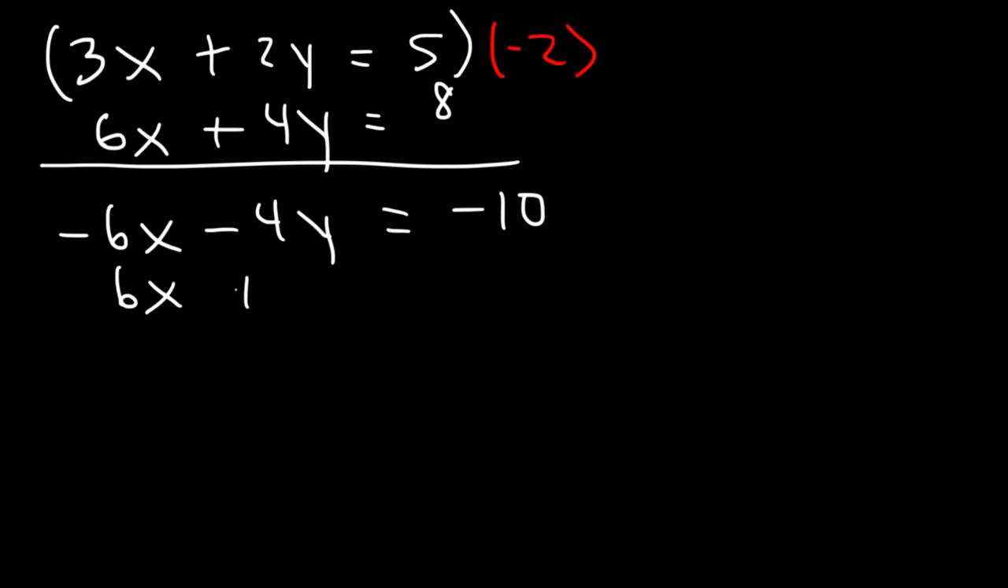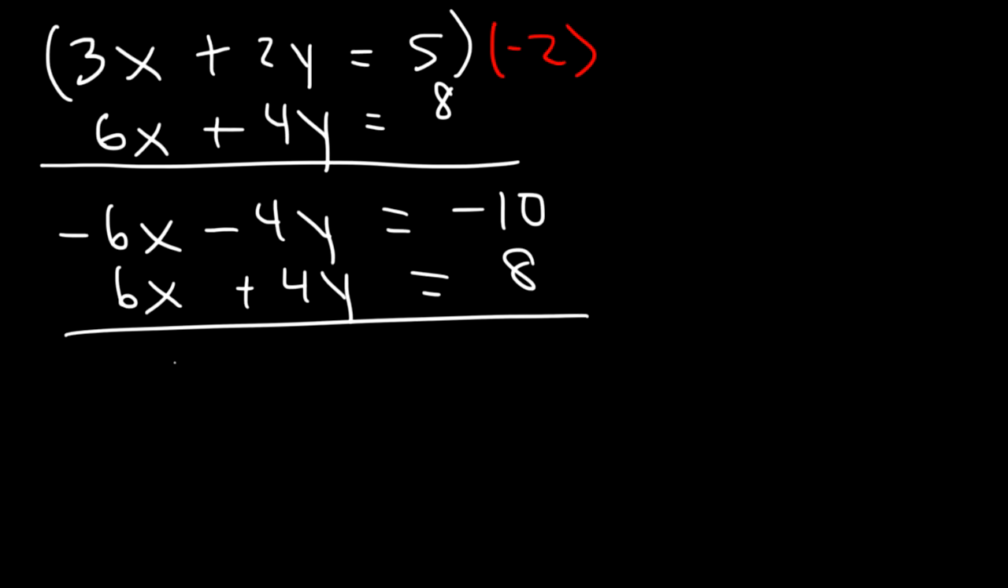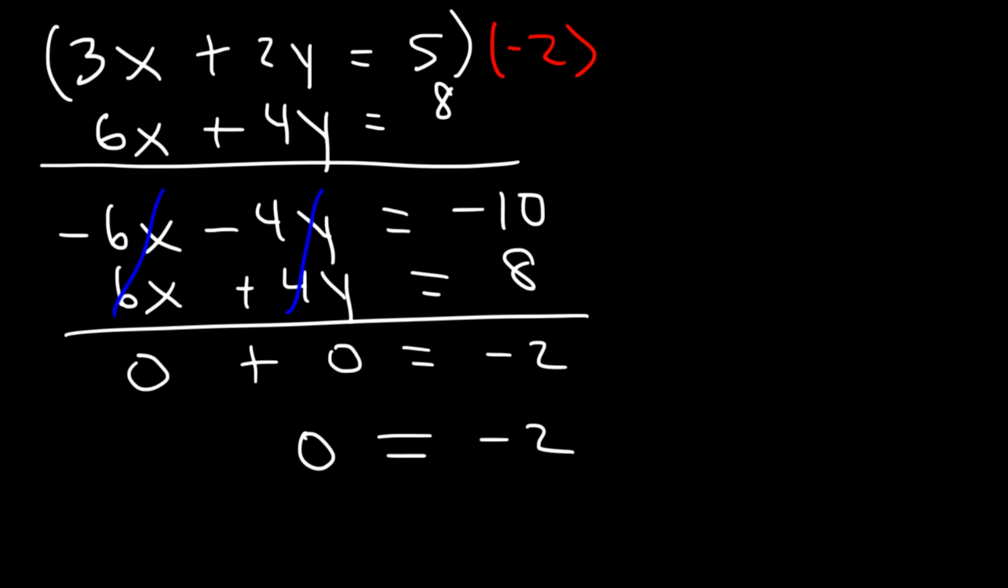And let's rewrite the second equation. So now, if we add it, -6x plus 6x cancels, and -4y plus 4y cancels. So that's simply 0. -10 plus 8 is -2. Now, 0 does not equal -2. So this is the case where we have no solution.